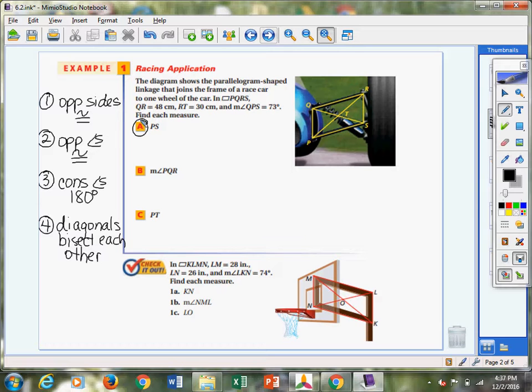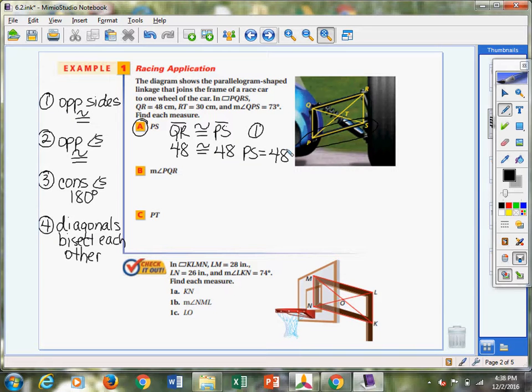We'll start right here. PS is right here. I just circled that on the drawing, and probably should have circled it in white to make it stand out. Now PS in this parallelogram is opposite of QR. QR we know, and we know that they're congruent because of the very first one that we learned: if you've got a parallelogram, their opposite sides are congruent. So if QR is 48, then so is PS. So PS is equal to 48 centimeters. So that's just using logic. We didn't really have to calculate anything. We're using our knowledge of parallelograms to figure this out.